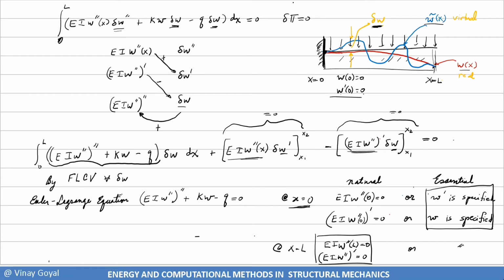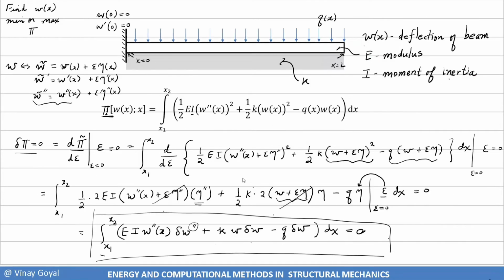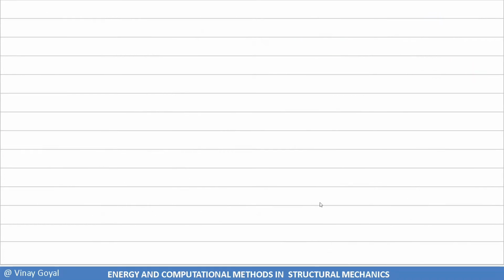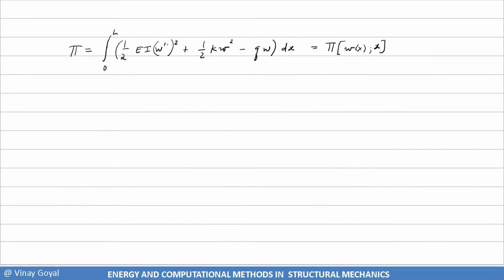Okay. And so that's one way to do it. The second way to do it is to take the derivative of pi quickly. So in one shot, pi was given as the integral from 0 to L of 1/2 EI W double prime squared plus 1/2 K W squared minus QW dx. So you can just quickly identify pi as a function of W. Okay, and I'm trying to find W that minimizes or maximizes pi.